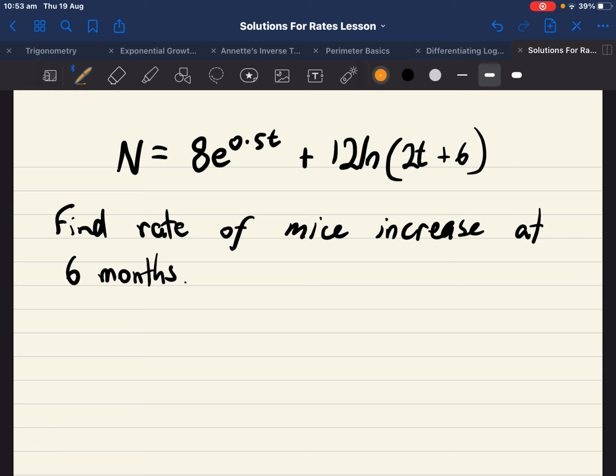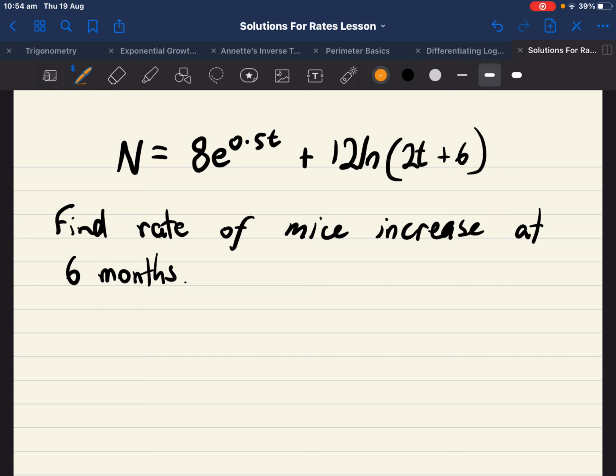All right, this one here you can do. Hopefully you've watched the video on differentiating logs. This is the number of mice. So the formula that was given at the top will give you the number of mice, right? The population of mice. What we're trying to find is not how many mice we have. We're trying to find what rate the mice population is increasing after 6 months. So presumably the mice population is increasing because that's what the question is saying. We want to find out how fast this population is increasing.